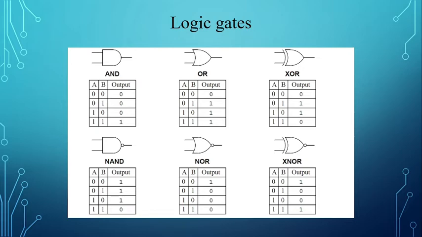OR gate is the addition. So 0 0 addition is 0, but 0 1 is 1, and 1 0 is 1. 1 1 is still 1 because this is binary, so there are only ones or zeros. We don't really have two in binary. That's why it's still one.